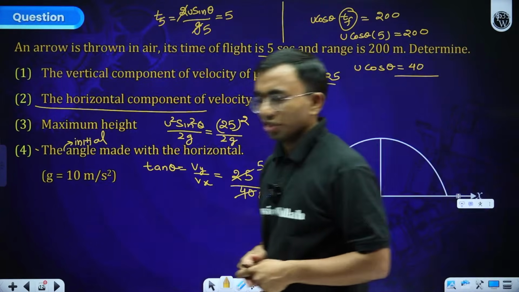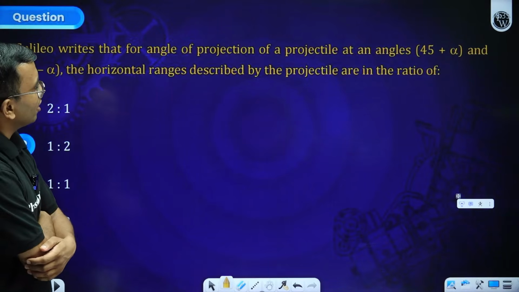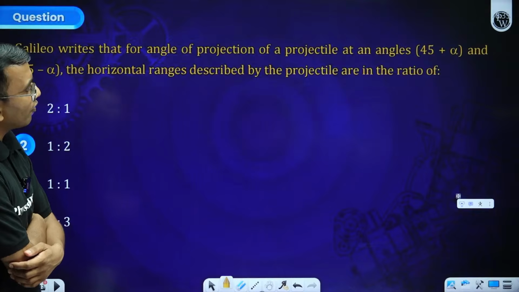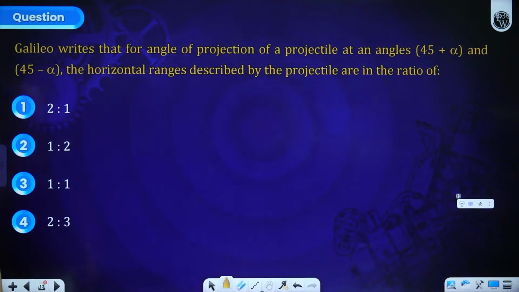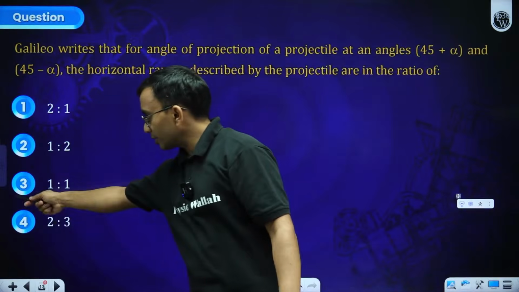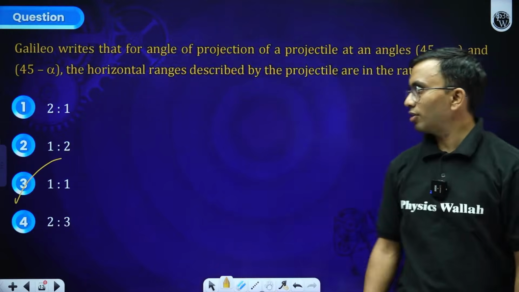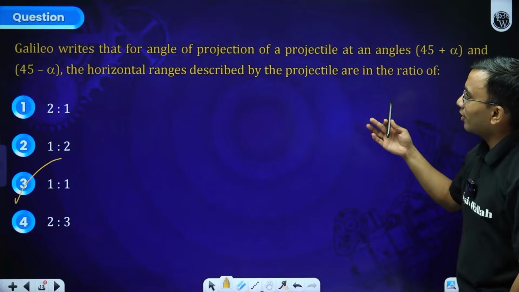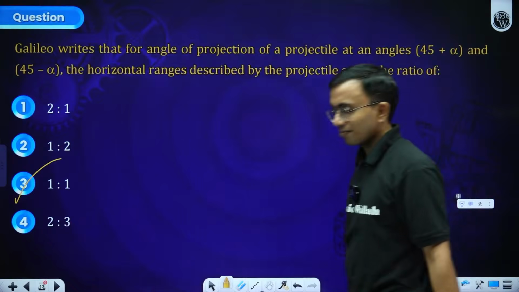Okay, welcome, Yunish. Next question, let us do it quickly. Galileo writes that for angle of projection of a particle at 45 plus alpha and 45 minus alpha, are these complementary angles? Yes, complementary angles. It means range will be same. Yes, range will be same. It means ratio of the range will be 1:1. That's all what is being asked here. The horizontal ranges described by the projectile will be in this ratio 1:1.